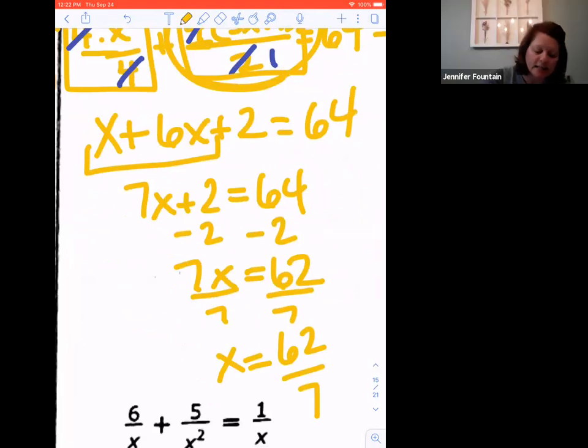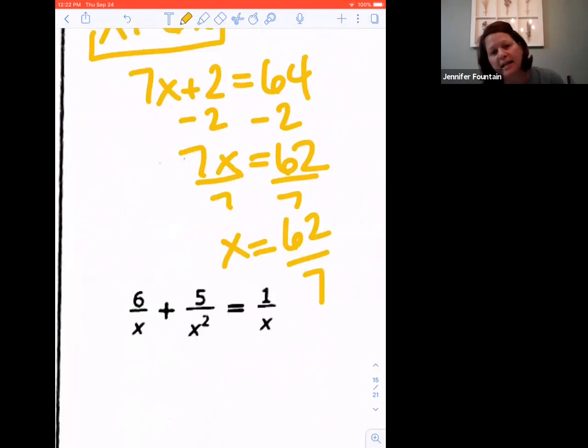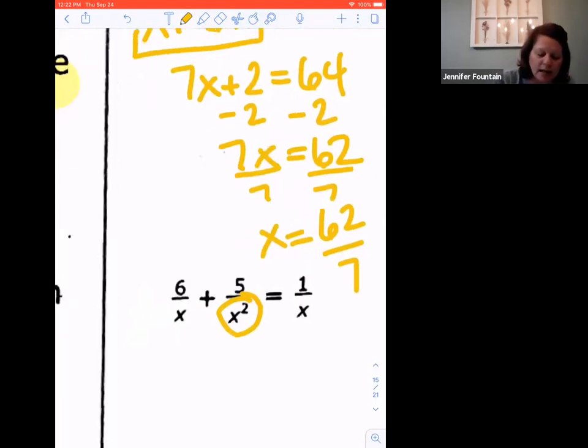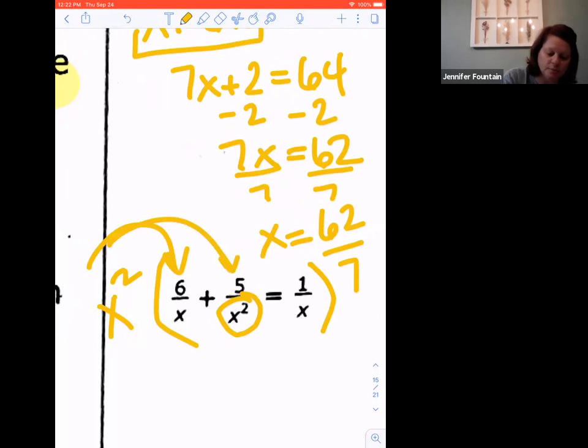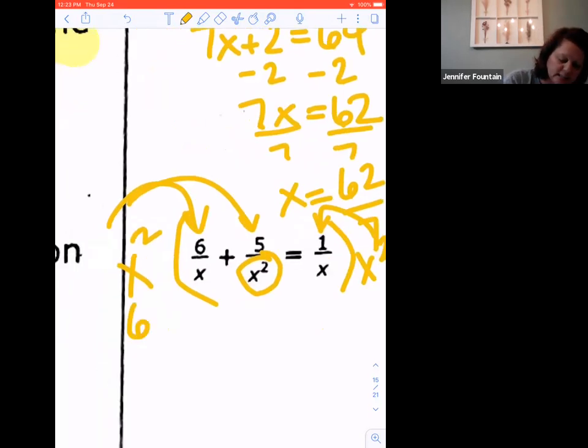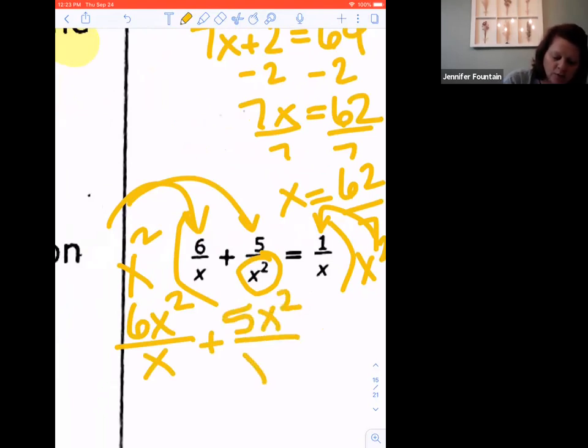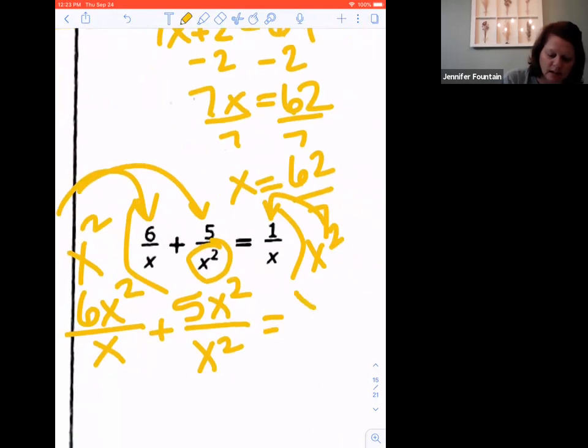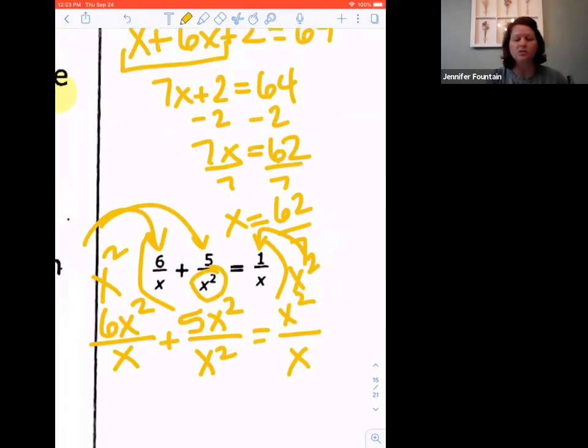Does that help? And then like this next one, I have denominators of x, x squared, and x. So if I have variables, I find the variable with the largest exponent to be what I multiply everything by. Okay, so in this one, I have to multiply everything by x squared. So again, I have to distribute that x squared to each term. So for the first one, I would have 6x squared over x plus 5x squared over x squared equals x squared over x. And now I start simplifying.